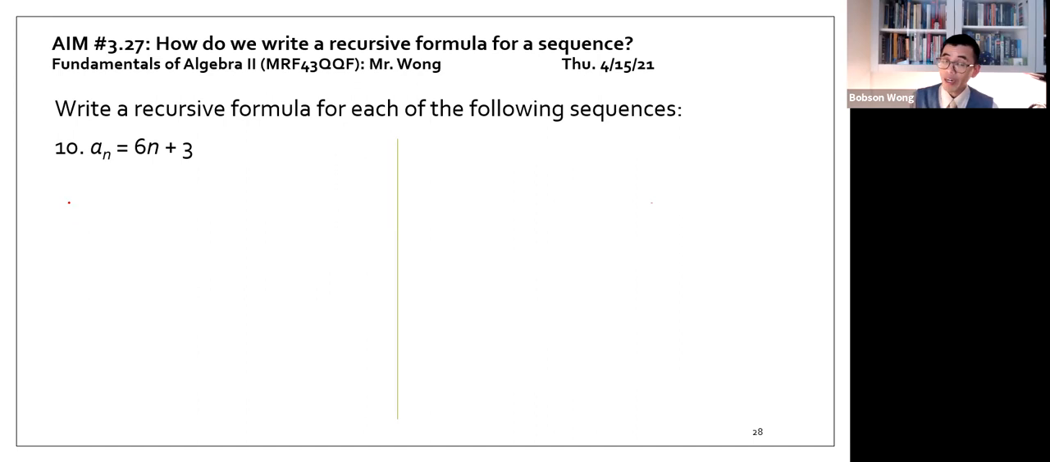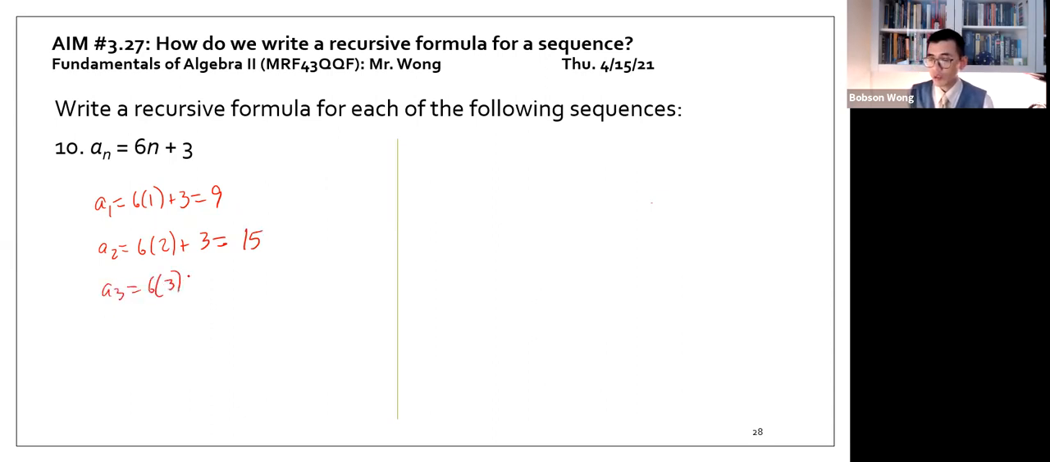And we look for the pattern by writing out the numbers. Don't guess. Look at the numbers that come out of the sequence. So we'll start with the first number, a sub 1. That's 6 times 1, which is n, plus 3, and that's 9. So a sub 2, 6 times 2 plus 3, and that's 15. A sub 3 is 6 times 3 plus 3. A sub 4 equals 6 times 4 plus 3, which is 27.